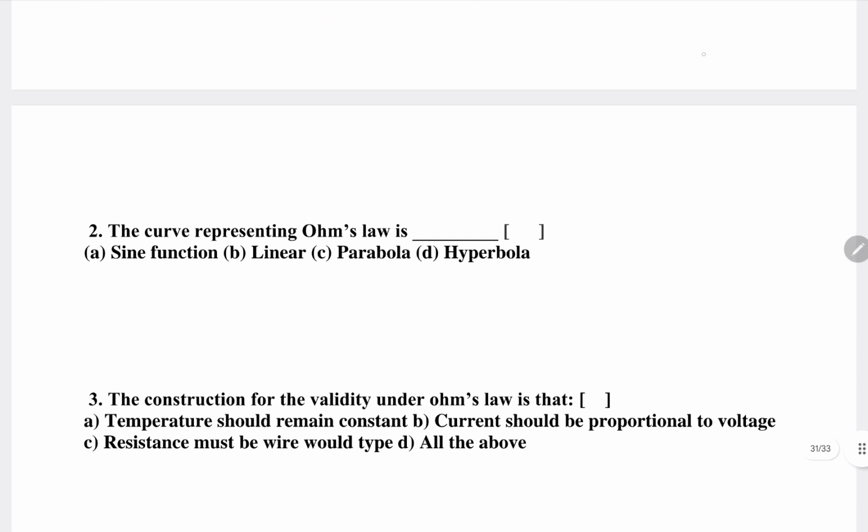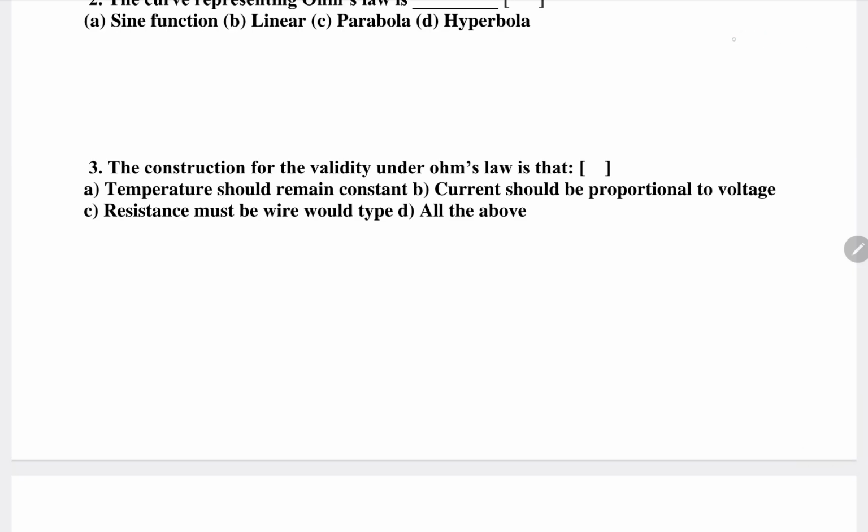Next, the curve representing Ohm's law. Ohm's law is nothing but the relation between current and voltage, which is linear, I proportional to V. So we will have a linear relationship between voltage and current. It's going to be a linear curve. Next, under what condition is Ohm's law valid? The basic condition for Ohm's law to be followed is that temperature must be constant. So the answer is A.